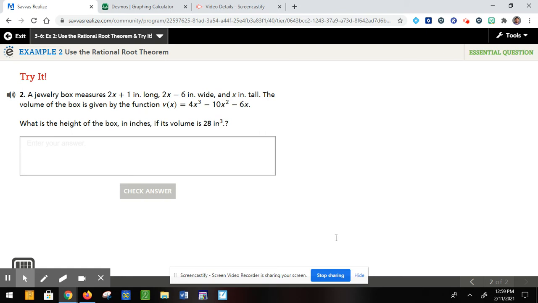All right, so let's check out the You Try It question. Basically the same kind of question with a jewelry box, all right? So you have the dimensions and you have the volume. So it's giving you the function for the volume, so you don't need to actually multiply that together to get it. And then it says the volume is 28, so we're going to set that equal to 28. Find the zeros, so find the possible rational roots.